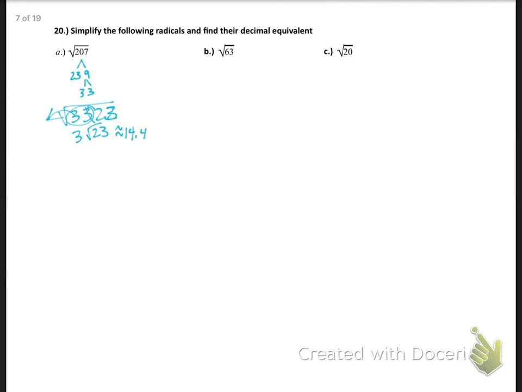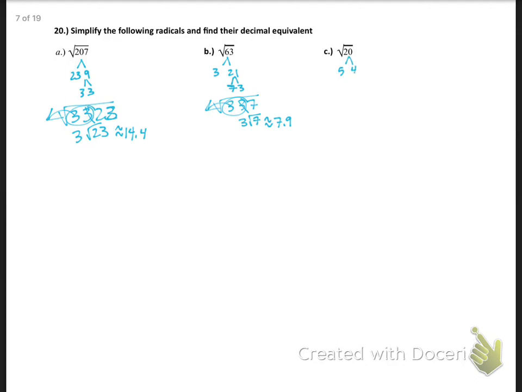Okay, 63 here. Let's see, 3 and I had 21, which is 7 and 3 then. So I've got 3, 3, 7. Pair them up, 1 escapes, 1 dies, so 3 root 7. And then his equivalent decimal would be 7.9. So you either type in 3 root 7 or you type in the original square root of 63 to get the decimal.